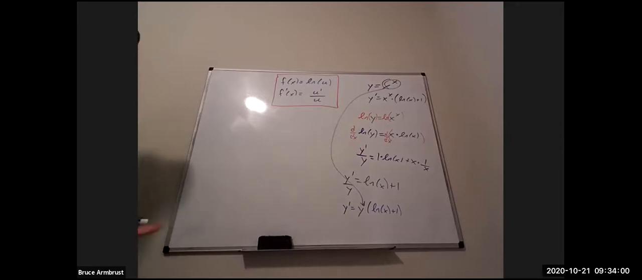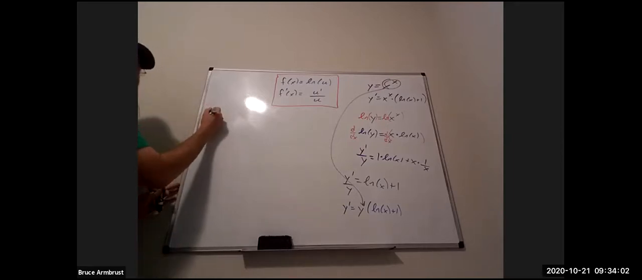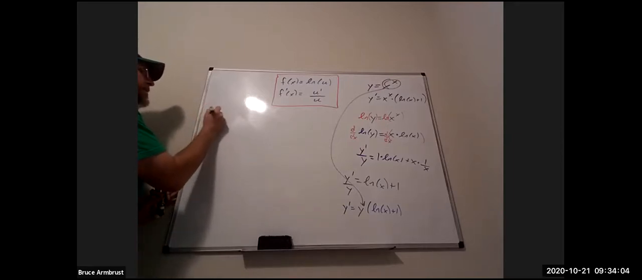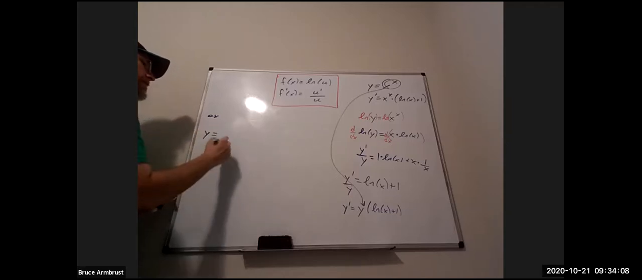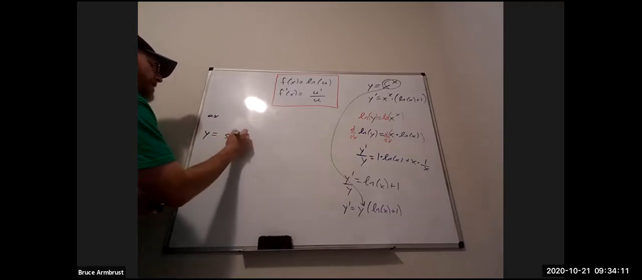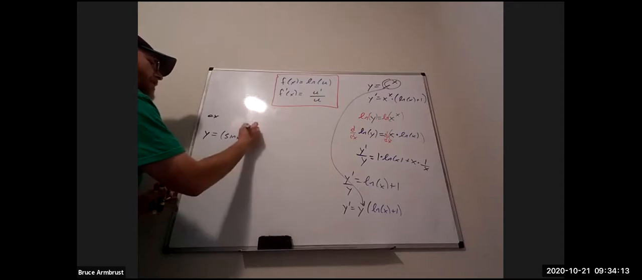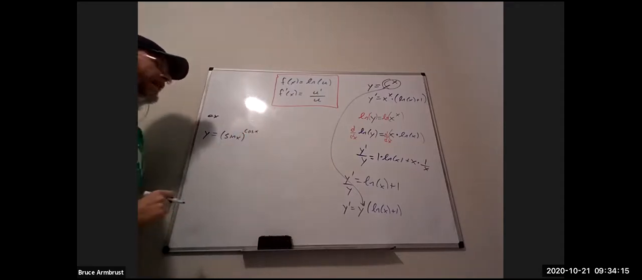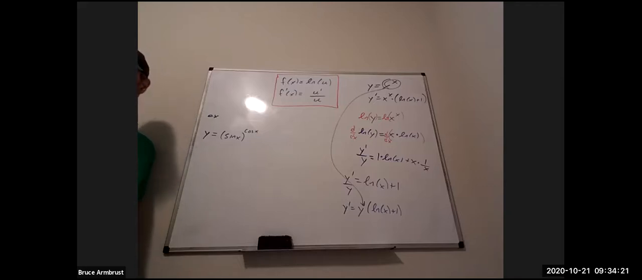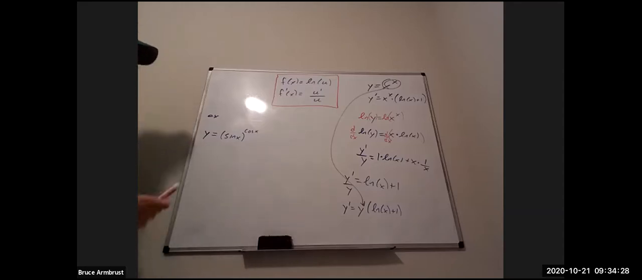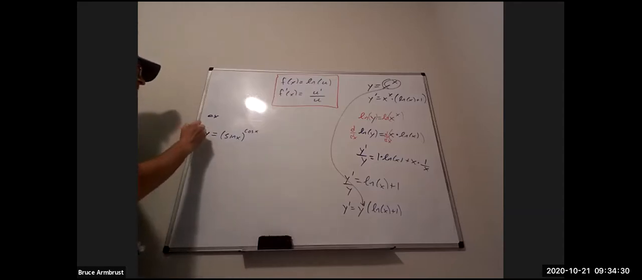All right, so here's another one. Let's say we've got y equals sine of x raised to the cosine of x. So sufficiently ugly, right? Well, let's start by taking a natural log.